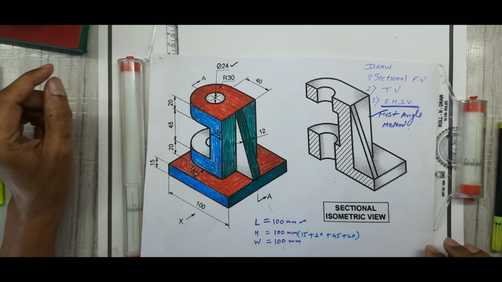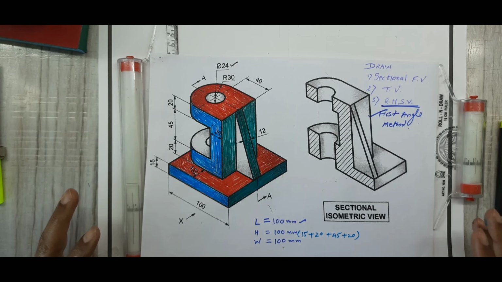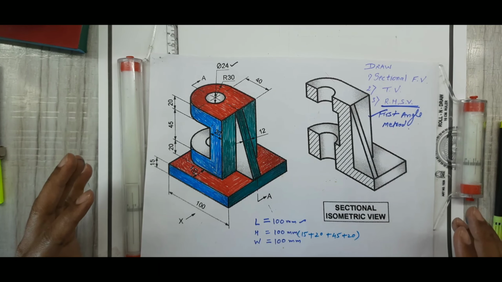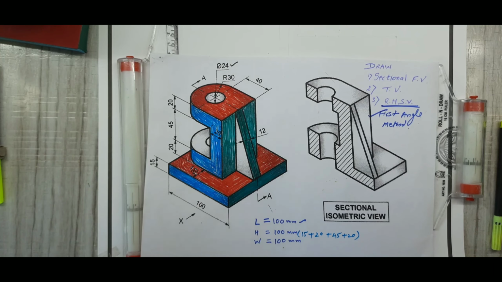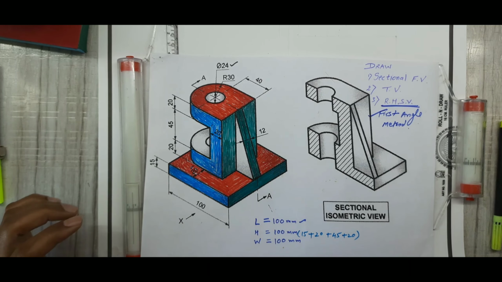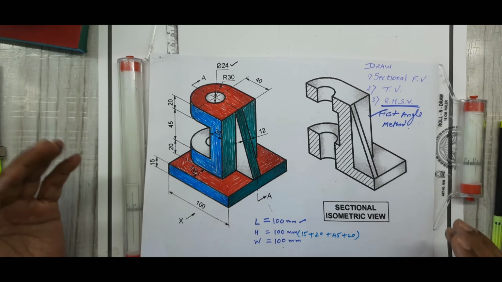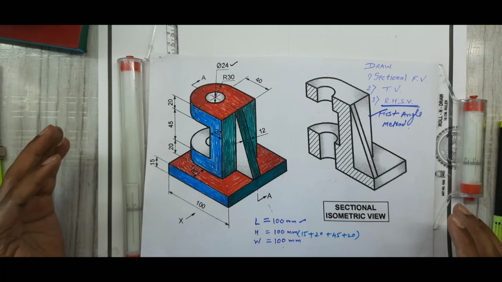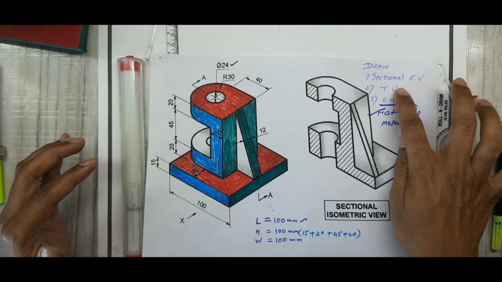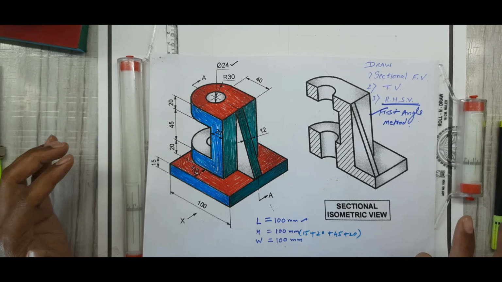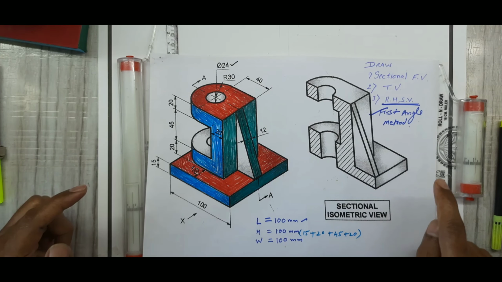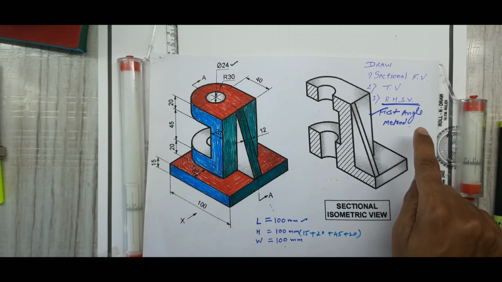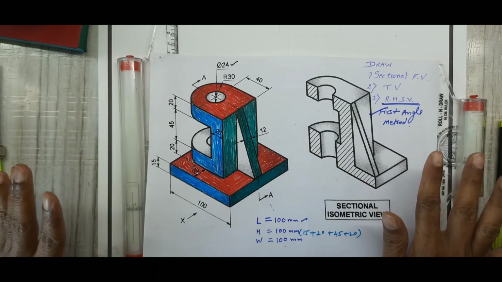Hello friends, today we'll see how to draw the sectional views by using isometric views. Means an isometric view will be given in the exam and you have to go for the sectional front view, top view and the right hand side view. One more thing you have to see is that the problem always mentions whether we are going for the first angle method projection or the third angle method projection.